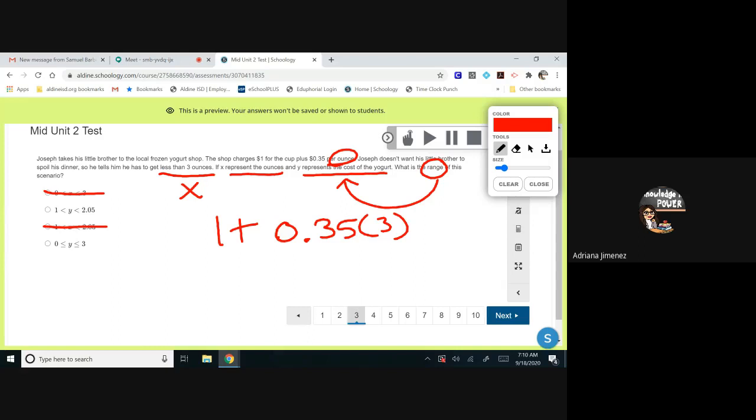I already kind of gave you clues on which one it should be, but I can't right out say what the answer is, but this is the other option. You already know because it says less than what symbol you should use. This right here is going to tell you the cost at 3 ounces. Remember, he can't get to that because his little brother is going to get less than 3 ounces.